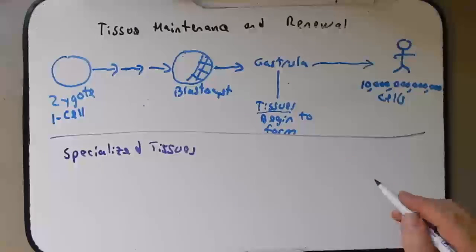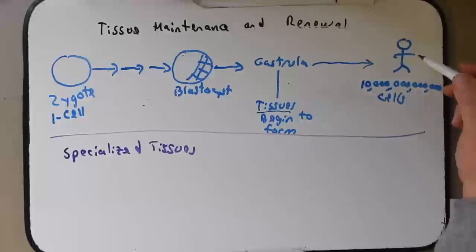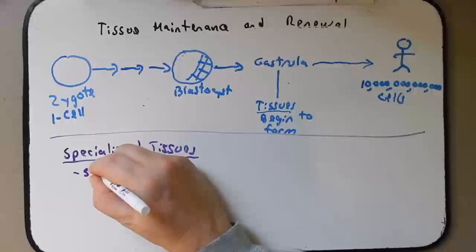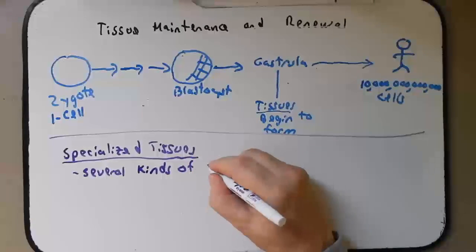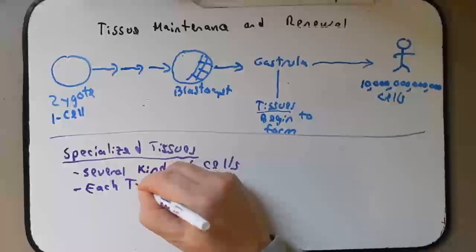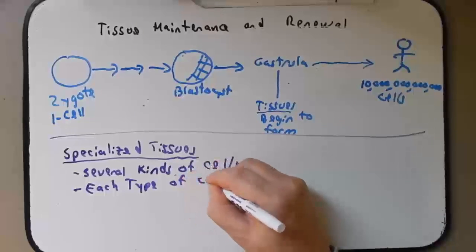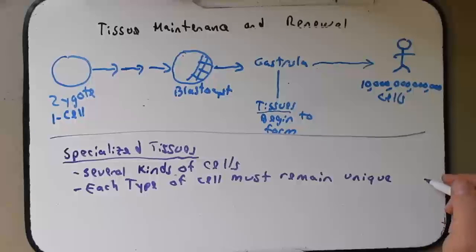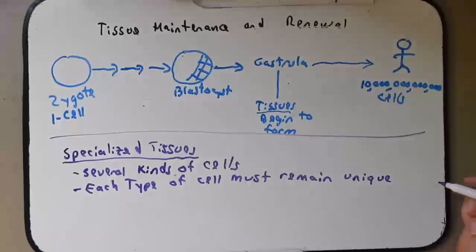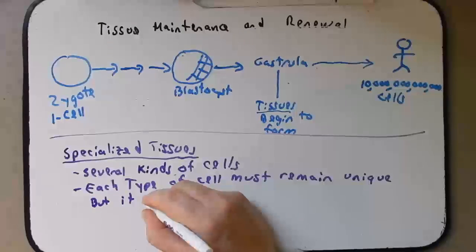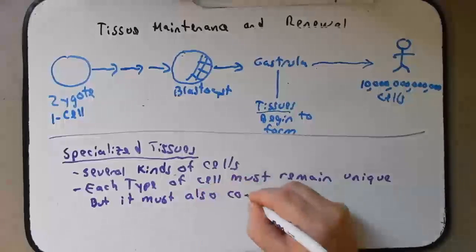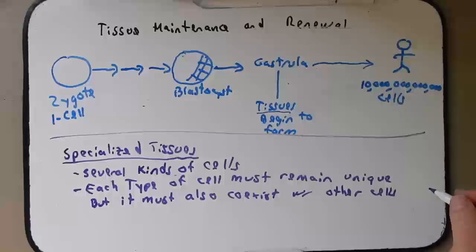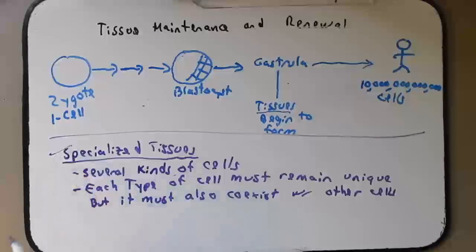Now, I mentioned they begin to form here, but let's think about fully specialized tissues in the fully formed organism. They will have several kinds of cells, or types of cells would be another way of saying it. Each type of cell must remain unique. Meaning if you're talking about a pancreas and you have a beta cell, that beta cell has to remain a beta cell. But it must also coexist with other cells. Not just coexist, but in many cases function with other cells in order to maintain the specialized state of that tissue.